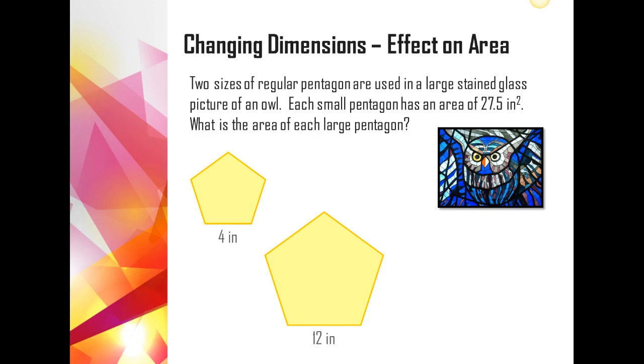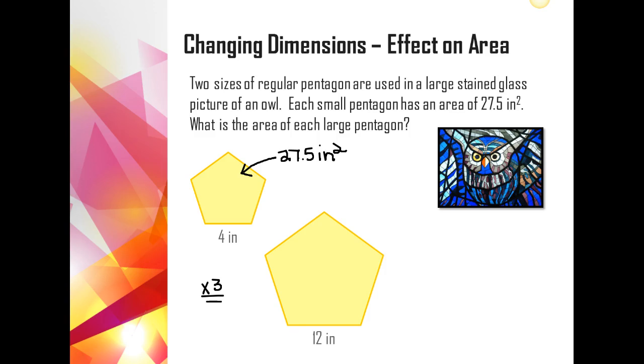Two sizes of regular pentagon are used in a large stained glass picture of an owl. Each small pentagon has an area of 27.5 inches squared. What is the area of each large pentagon? Since these are regular pentagons, we know that all their sides are equal. 4 times 3 is 12, so that tells us the change factor is 3.